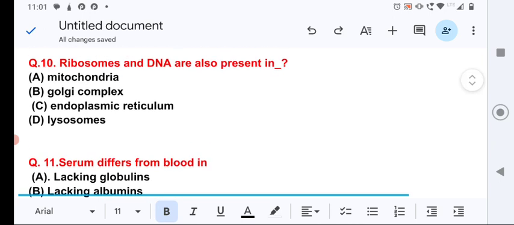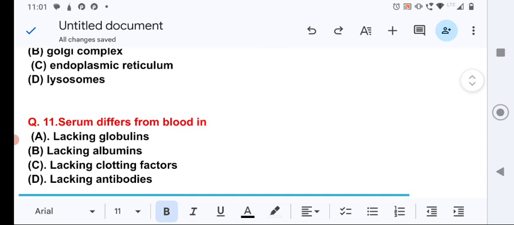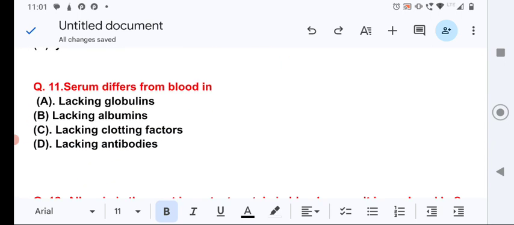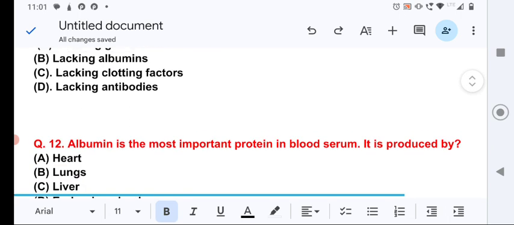Now, the question number 11. Serum differs from the blood in lacking clotting factors. Serum differs from the blood in lacking clotting factors or blood clotting.